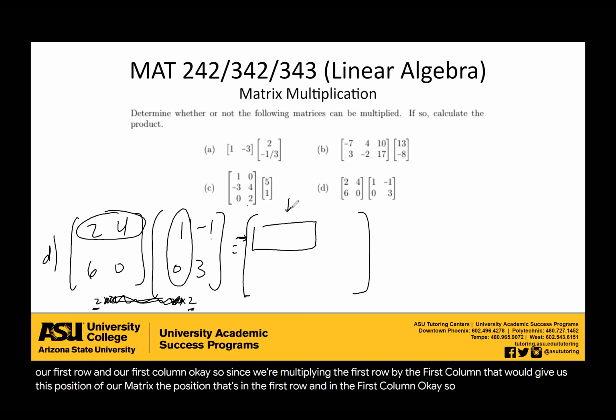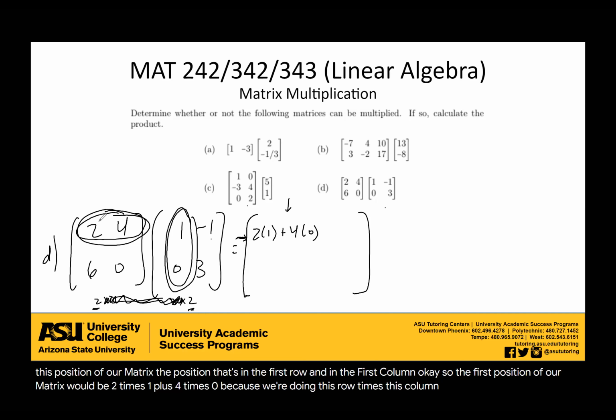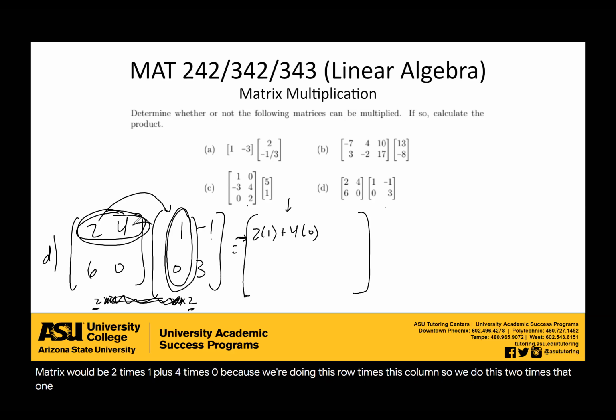Okay, so the first position of our matrix would be 2 times 1 plus 4 times 0, because we're doing this row times this column. So we do this 2 times that 1, and we do this 4 times that 0.